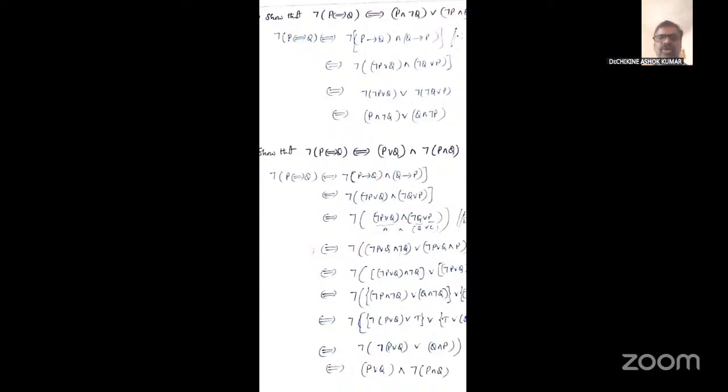Next, it is equivalent to negation of, again, what is P implies Q? The conditional principle in terms of union. We used this principle in previous results also: P implies Q equals negation P union Q. But outside we already have one negation. Negation of negation P union Q intersection. Again, Q implies P, what is the Q implies P formula? Negation Q union P.